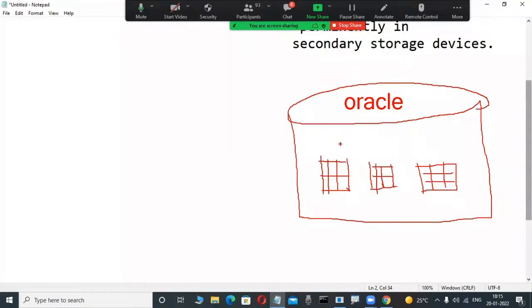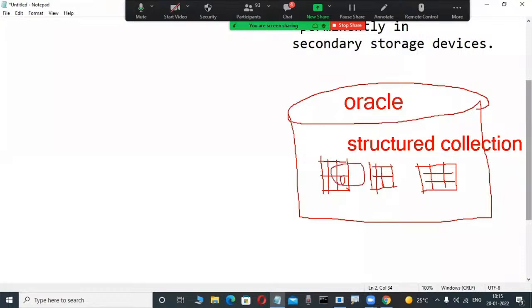Once it is a structured collection of data, all relational databases store structured collection of data. That is important, not non-structured. Non-structured data is handled by other databases. Oracle is one of the popular relational databases, and these relational databases only store a structured collection of data.